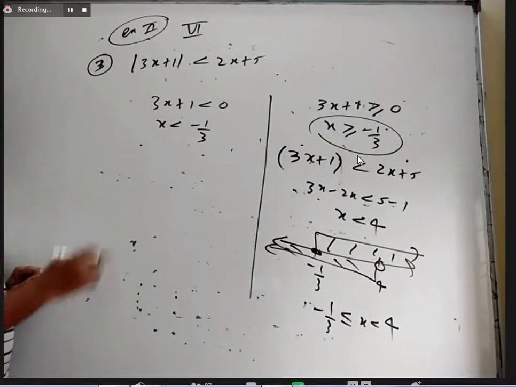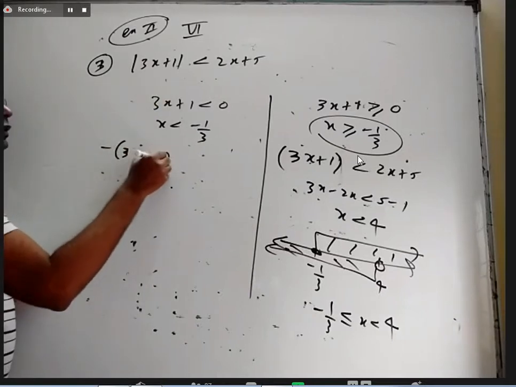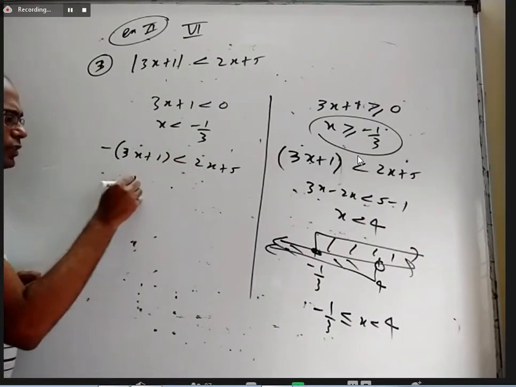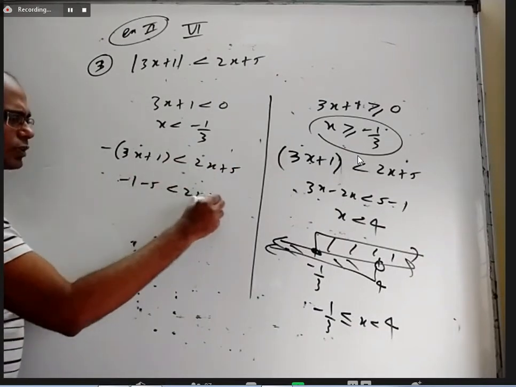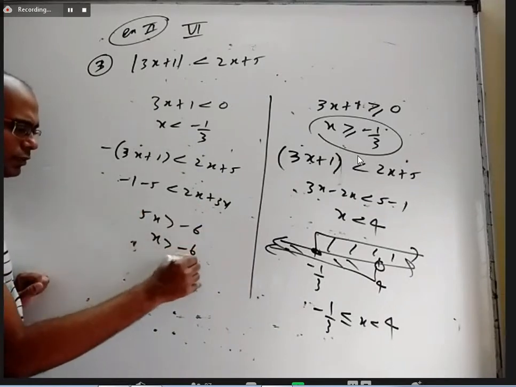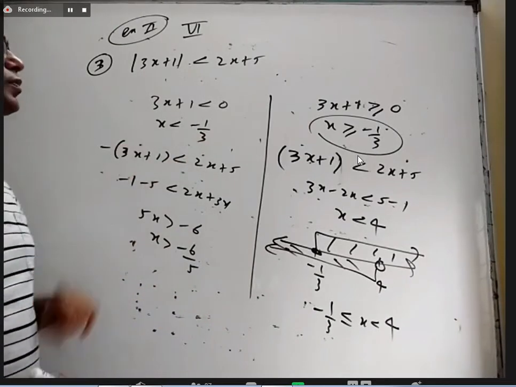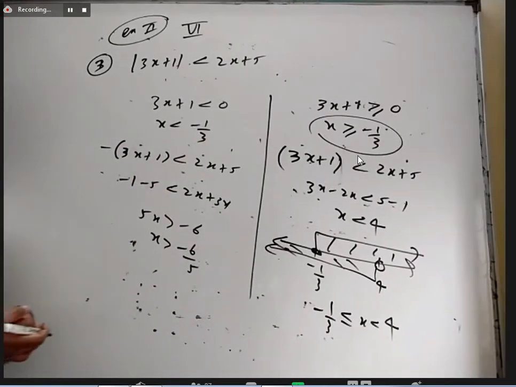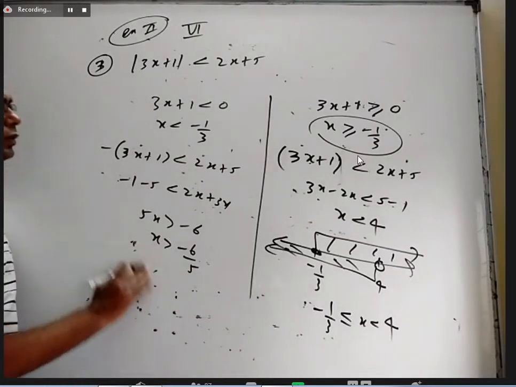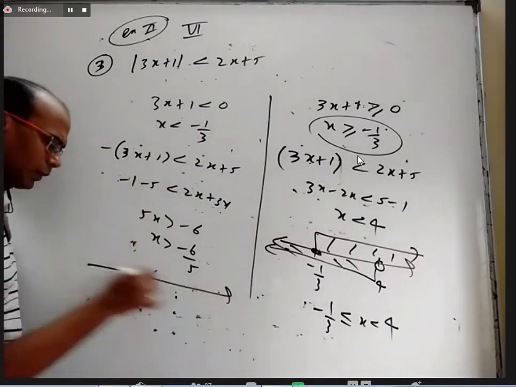Coming to this one, x is negative, so I have to write minus of 3x plus 1 less than 2x plus 5. And this one here, minus 1 minus 5 is less than 2x plus 3x. 5x is greater than minus 6, x is greater than minus 6 by 5. That should be more than minus 6 by 5, less than minus 1 by 3. Can there be a solution? Depending on which is bigger, which is smaller. This is minus 18 by 15, this is minus 5 by 15.